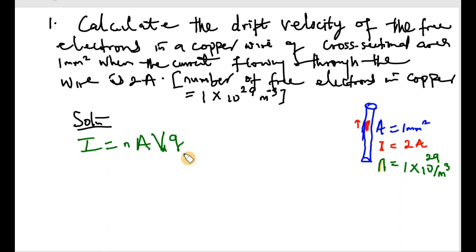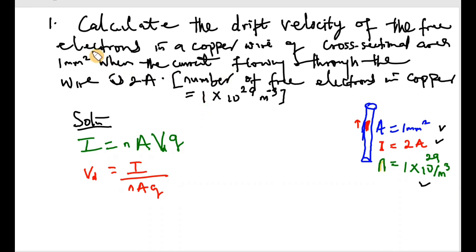All right. Now, we are asked to find the drift velocity, so we shall be making v_d the subject of the formula. So we now have v_d equals I, for current, upon nAQ. And we should note that the value of I, the value of A, the value of n has been given.